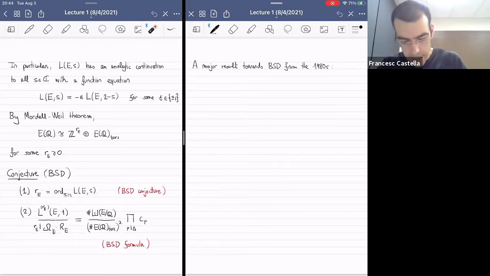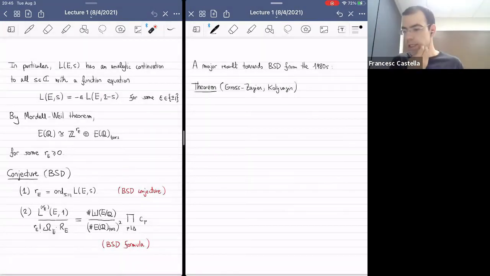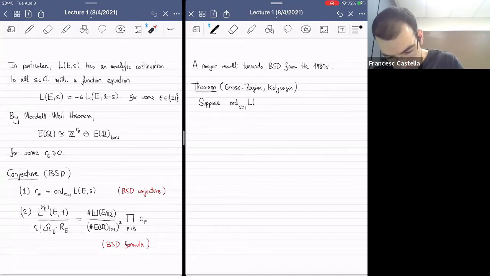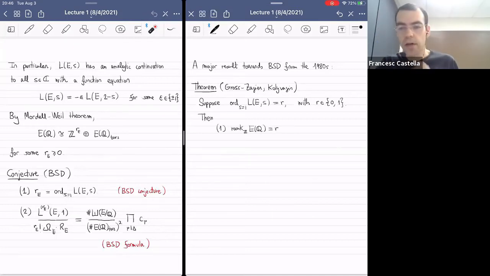Okay, so I was saying this theorem reads as follows. Suppose the order of vanishing of the L-series at s equal to 1 is either 0 or 1. I'm going to write it like this with r either 0 or 1. Then the following two hold. One is the Mordell-Weil rank is the same as r. So BSD holds in this case.